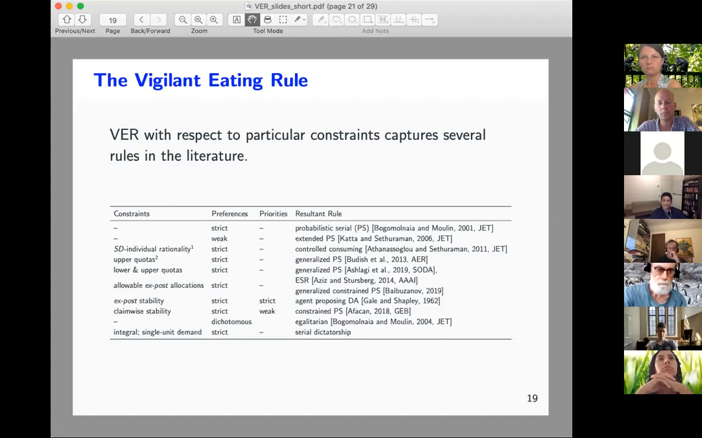we are only allowed to have integral allocations, and agents have single unit demands and preferences are strict, then it also coincides with the well-known serial dictatorship rule, which is in the last row of this table. So it unifies many known rules in the computer science and economics literature.